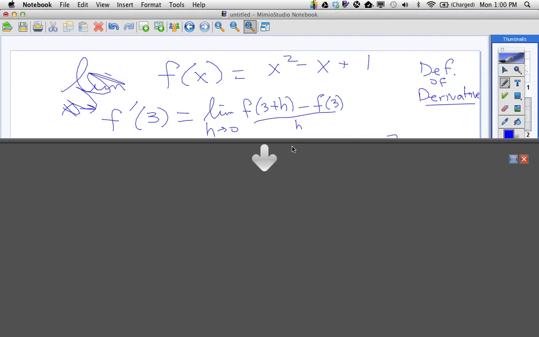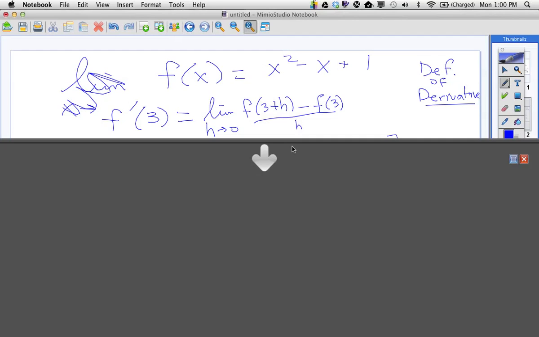Now we have the added feature of knowing our shortcuts, right? So we should know what answer we should get, correct? I mean, what's a way to find f prime of 3? Do f prime of x, right? Now that wouldn't work for this problem because I said use the definition of the derivative, right? But what's a derivative of x squared minus x plus 1?